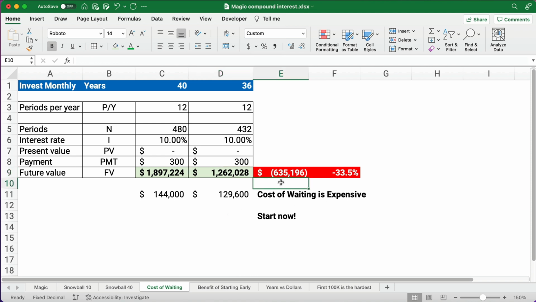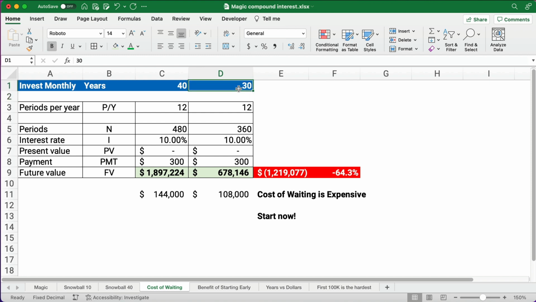You're giving up $635,000, or about 33% of your portfolio. The cost of waiting is very expensive. Now, what if you waited 10 years? What if you waited, and after 10 years, you have 30 years to invest? You're giving up $1.2 million.